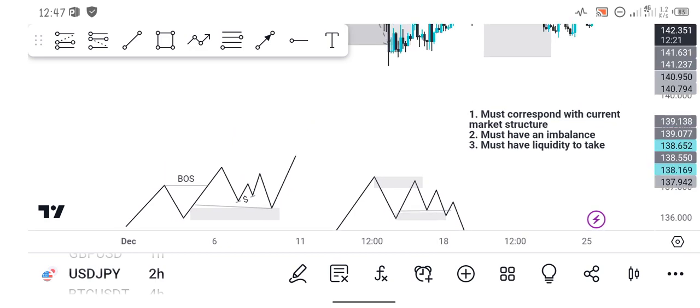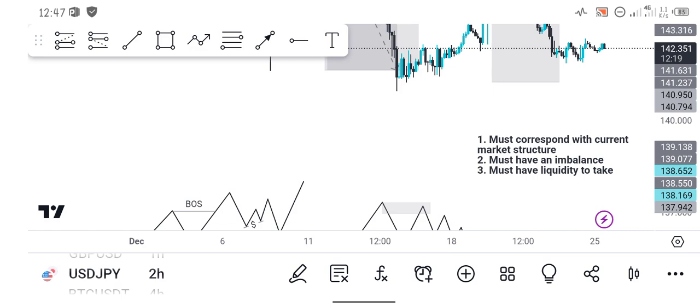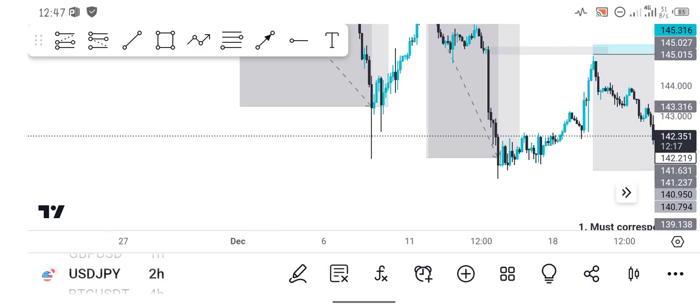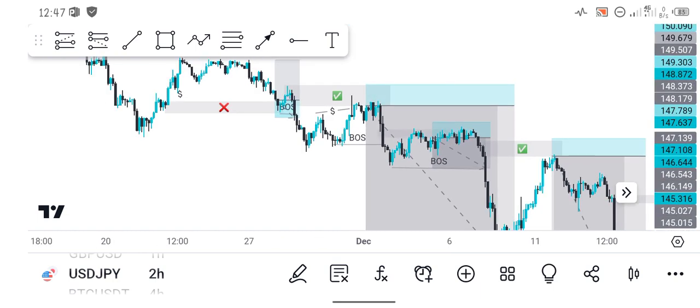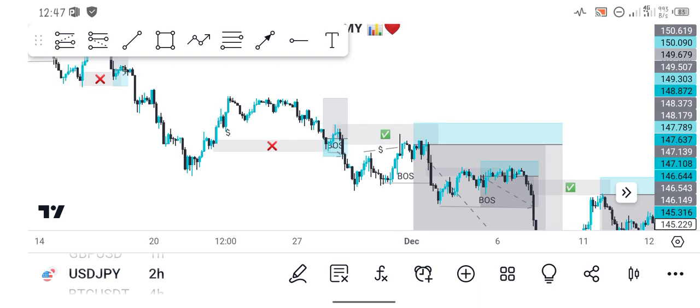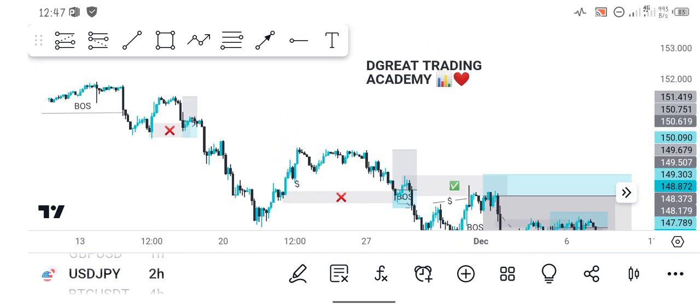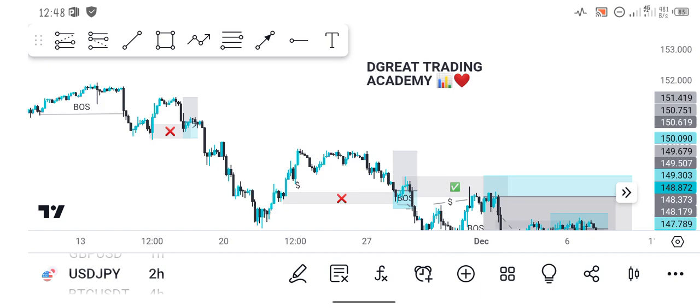So I'll be showing you guys on the chart what that looks like. Let's quickly head on to the charts, showing you guys what it looks like. So this is it here. The order block marked with the X sign is a failed order block, and the order block marked with the good sign is a good order block, a successful order block.